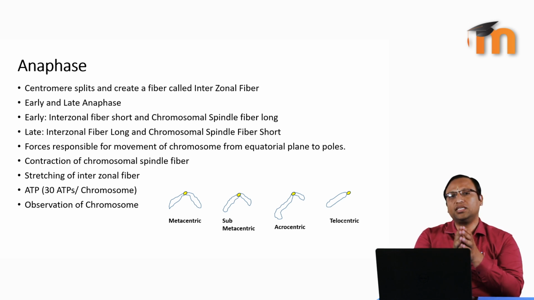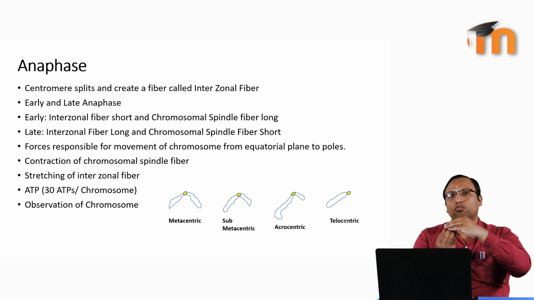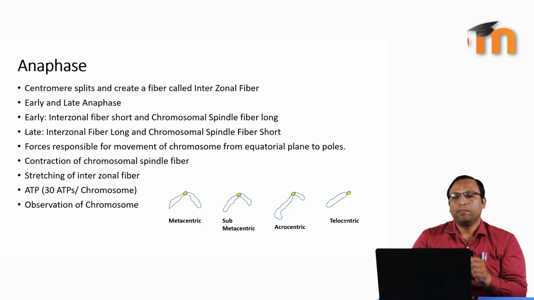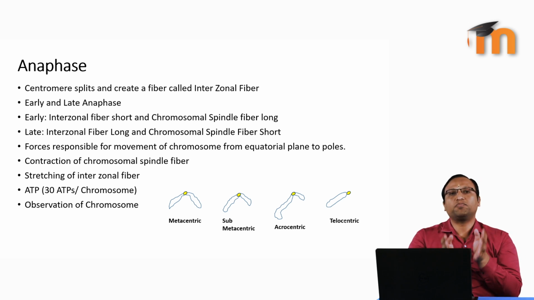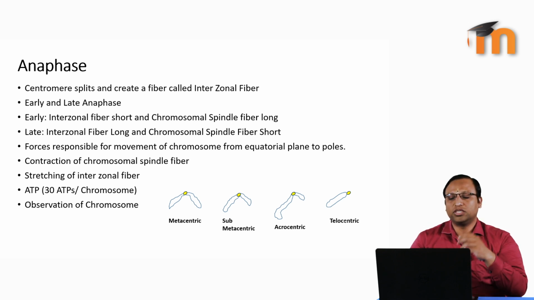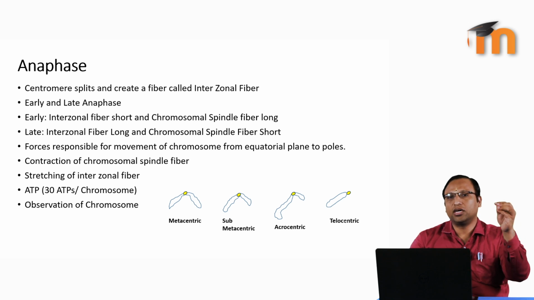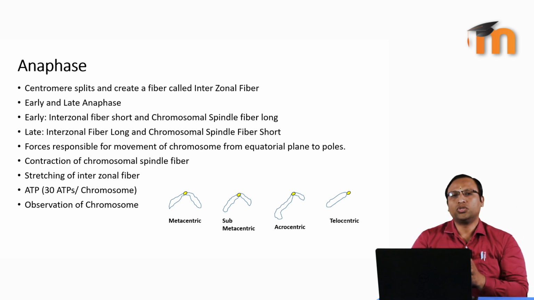In late anaphase, we will see that the chromosomes are split and have moved to the opposite poles, so the interzonal fibers are larger or bigger, and the chromosomal spindle fibers are shorter. The forces responsible for the movement bring the chromosomes from the equatorial plane to the poles, and thereby the contraction of the spindle fiber takes place, due to which the stretching of the interzonal fiber has already occurred and it has become weakened. During this process they require lots and lots of energy. The energy requirement by the chromosome is approximately 30 ATPs.